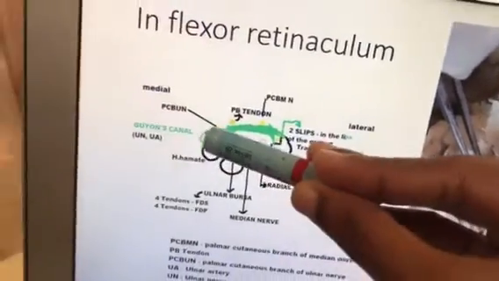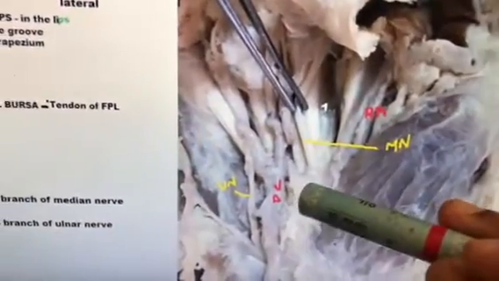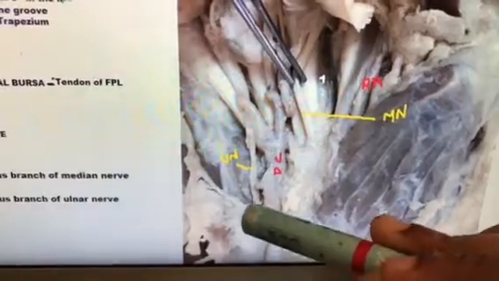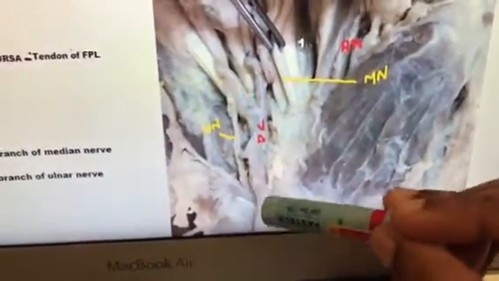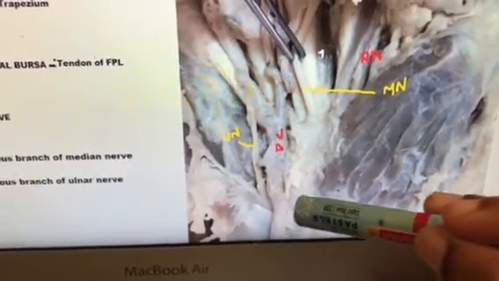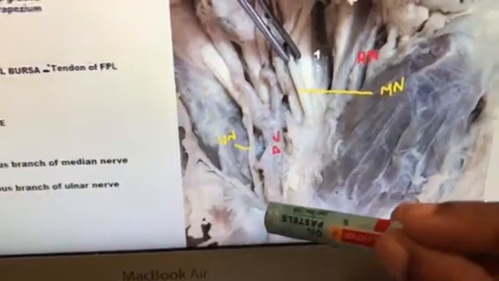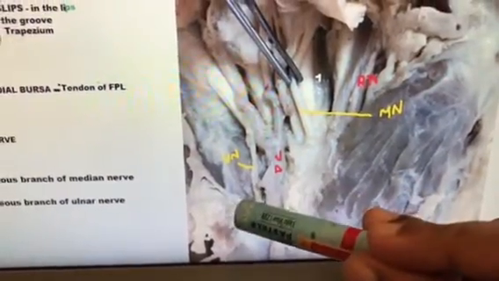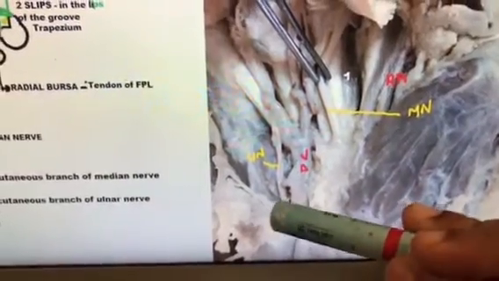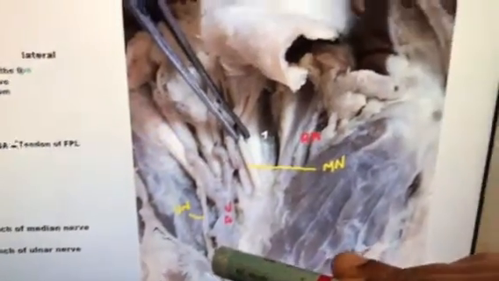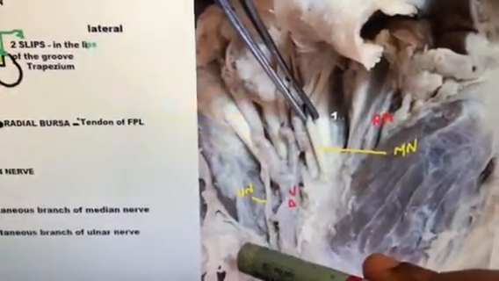We can see nicely a canal called Guyon's canal, where the ulnar nerve and the ulnar artery are coming. Can you see this ulnar artery and ulnar nerve? This canal is called Guyon's canal. It is formed by a slip of the flexor retinaculum overlapping this area. So it is the canal for the ulnar artery and ulnar nerve. They will ask you the relations here. The ulnar nerve is always medially placed, and the ulnar artery is laterally placed. This side is towards the thumb, so this is your lateral, and this is medial.